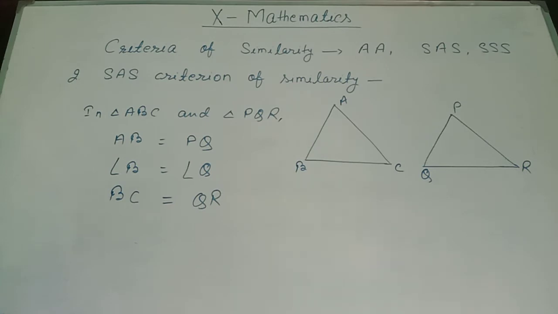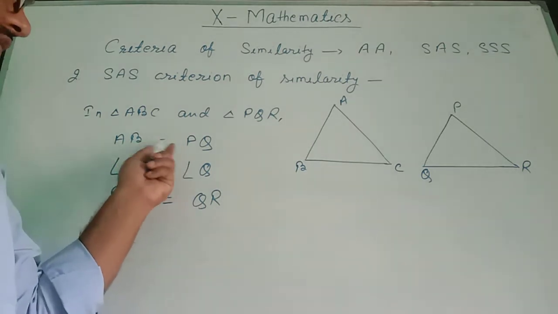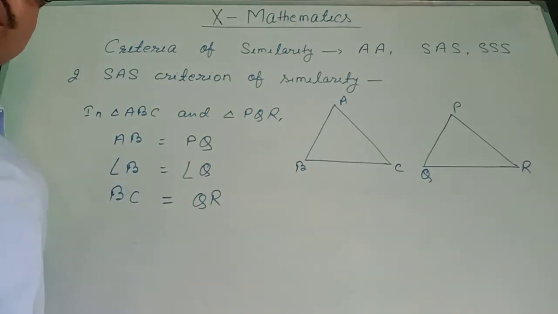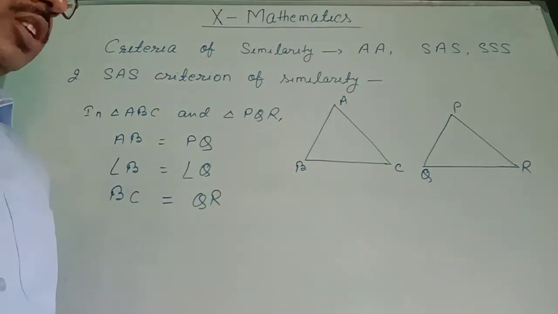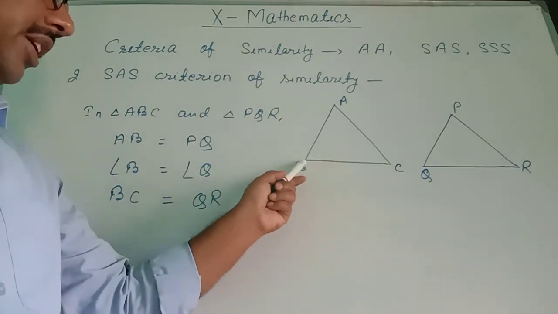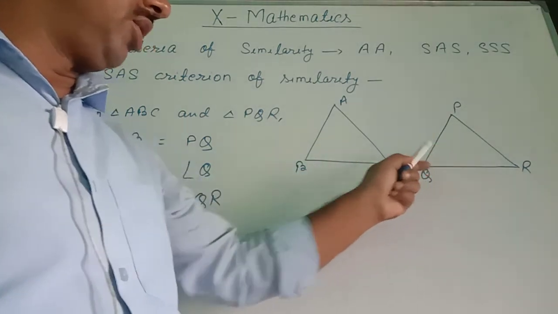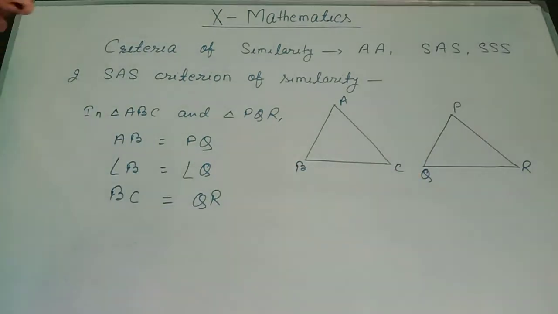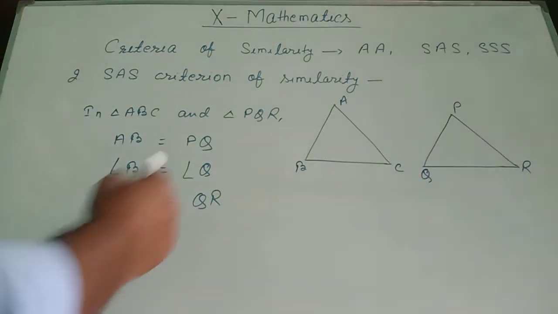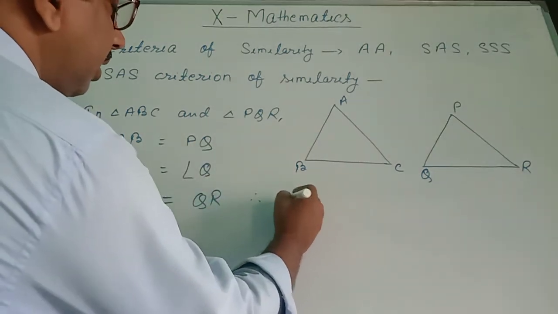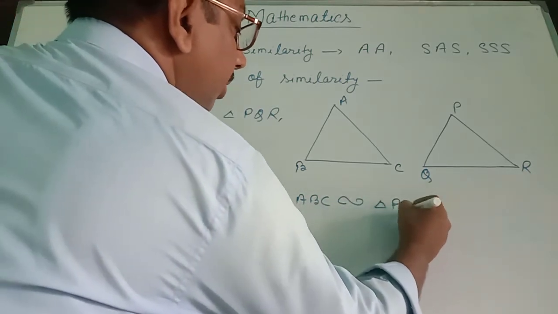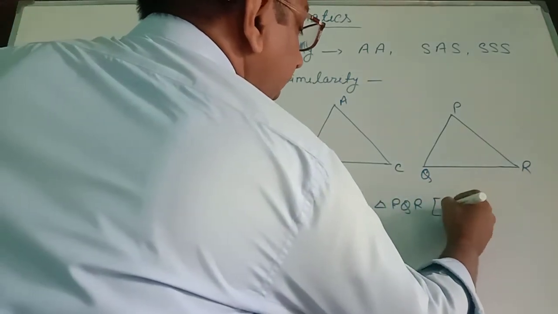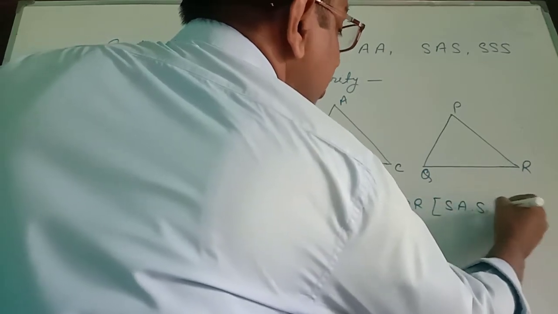Means whichever sides you take, two pairs of corresponding sides you will take to make equal. The angle lying between those two sides should be equal. Between these two sides angle B is lying, between these two sides angle Q is lying. Angle B should also be equal to angle Q. Then we say triangle ABC is similar to triangle PQR, SAS criterion.